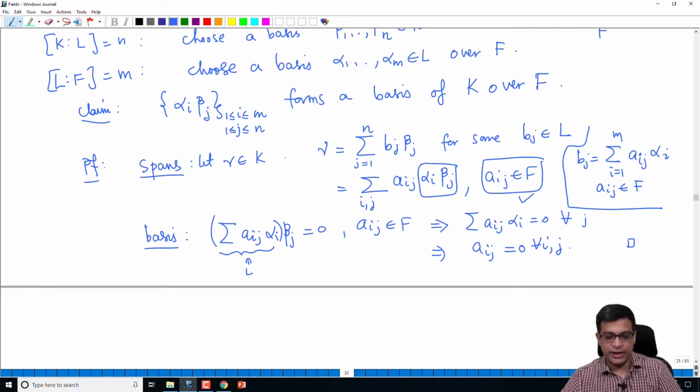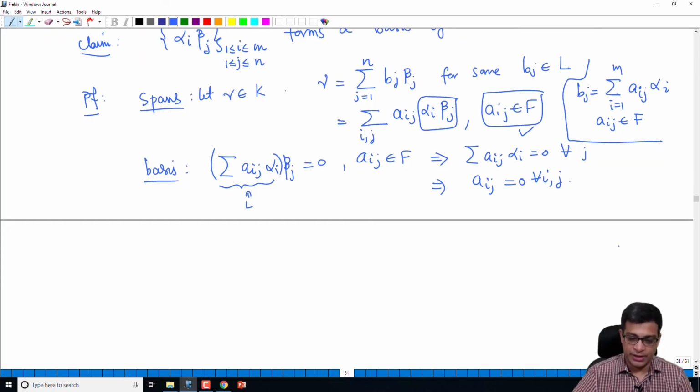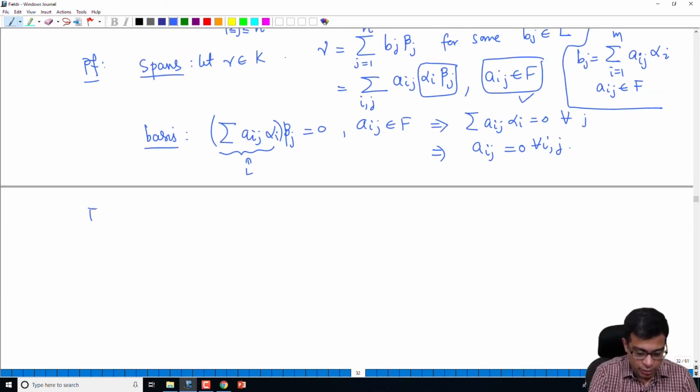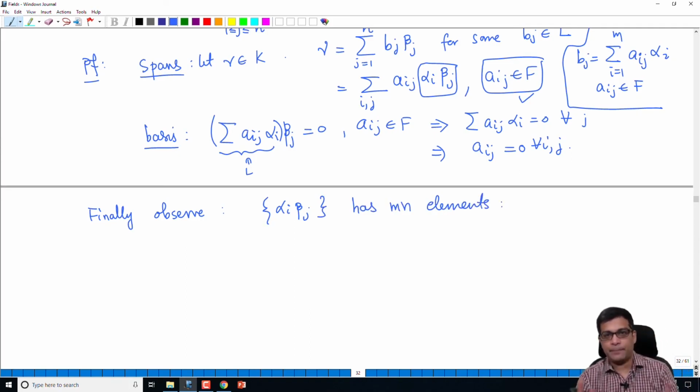Okay, so this is a very easy proof. Actually, let me not complete the proof yet, but you hopefully followed this. We have shown that it spans and forms a basis. So it proves the claim, at least that it's a basis. Now the final comment is that alpha_i beta_j has mn elements. In other words, certainly we have mn choices for ij, but I am now saying that they can't become equal for different i and different j.